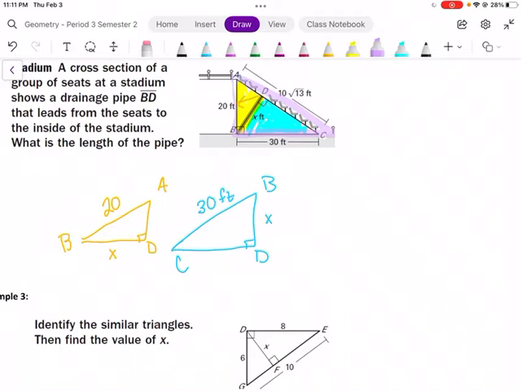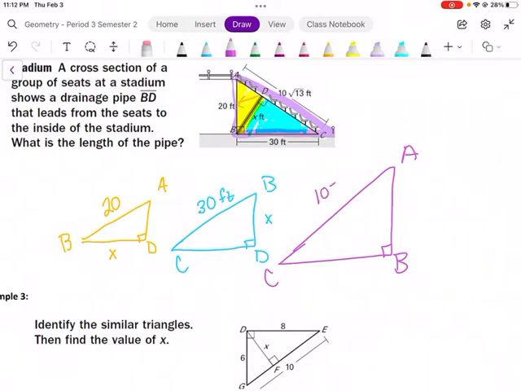And lastly, our outside triangle, ABC. ABC has a hypotenuse of 10 square root of 13, the longer leg of 30, and the shorter leg of 20. So these would be our three triangles. You won't need all three of these to solve for x. We just need to find two that are proportional to each other.